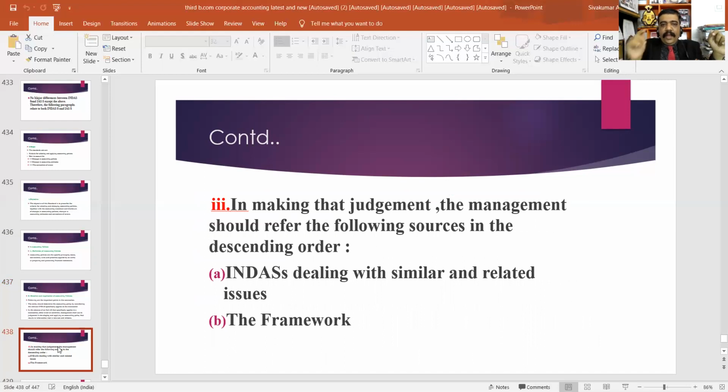In making that judgment, the manager should refer to many sources, in descending order, for finding the relevant accounting policy. What are the sources? First, INDAS or IAS dealing with similar and related issues. Second, the conceptual framework related to INDAS or IAS.